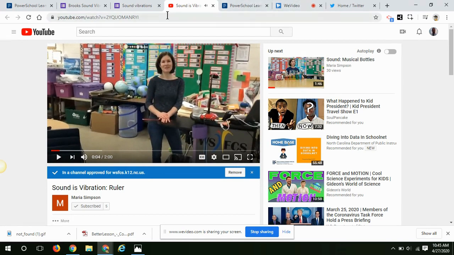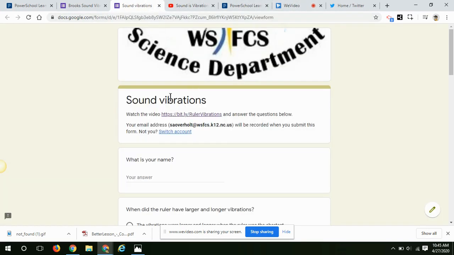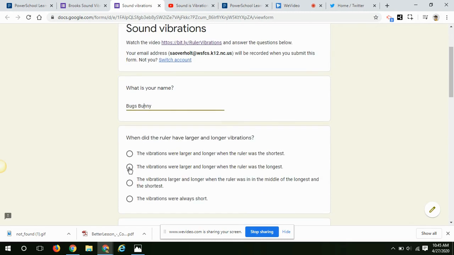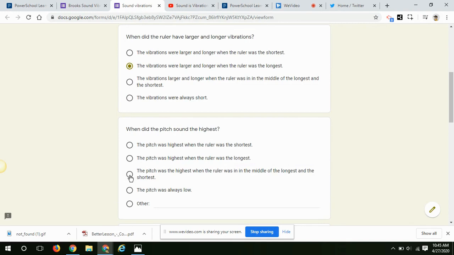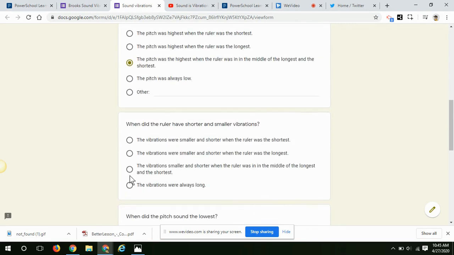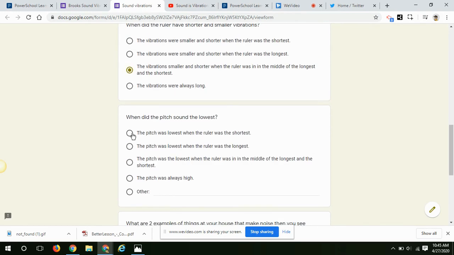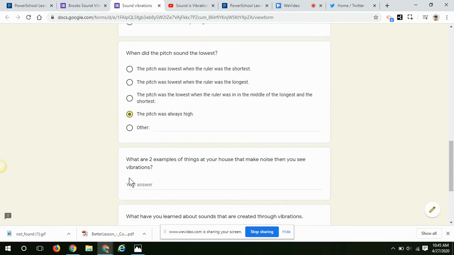But then we have the follow-up with the Google Form. So after the kids are watching that one, they can come in here and type in their name. And don't capitalize too many things. And then they come down to the next one. I'll select here, and I'll select here, and I'll select here. Pitch is the lowest. Pitch is always high. For the record, I'm not reading this. I'm just going to show you what it looks like once you get this if you've never used Google Forms before. Two examples of your house.